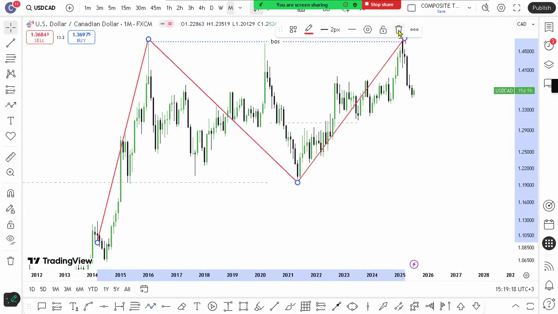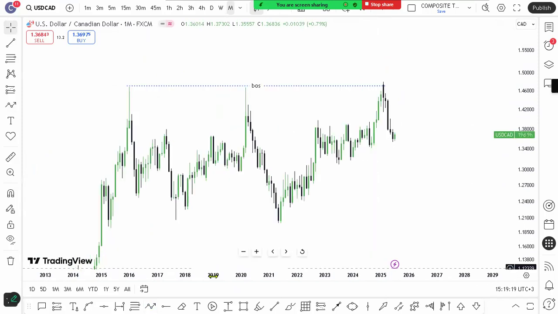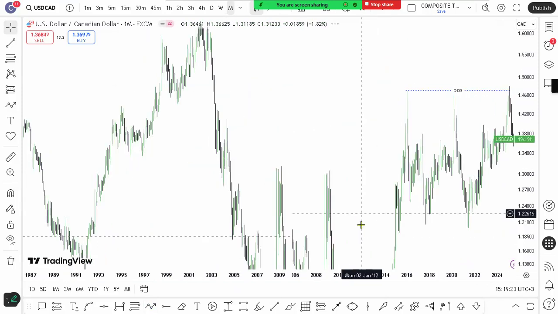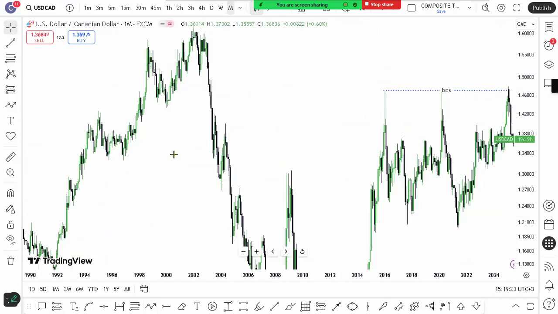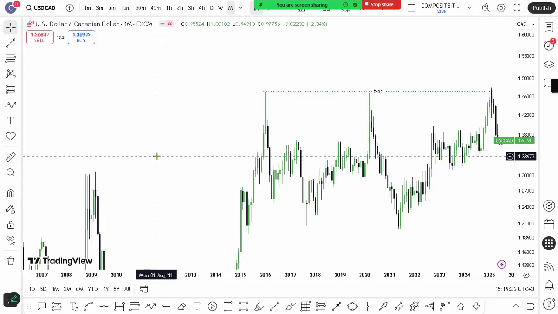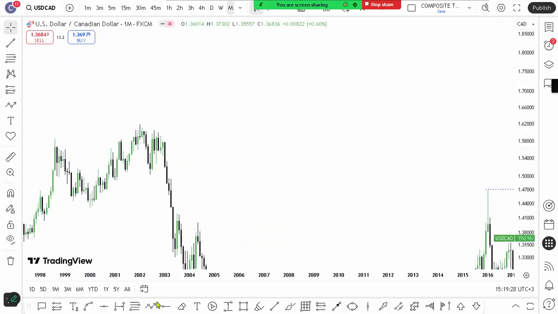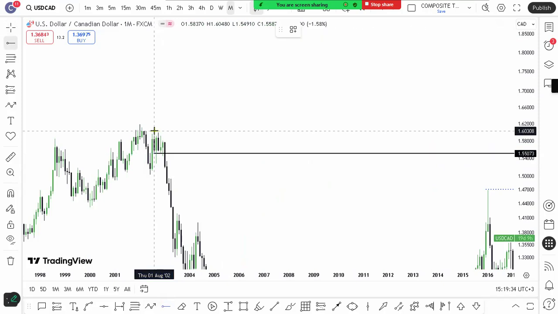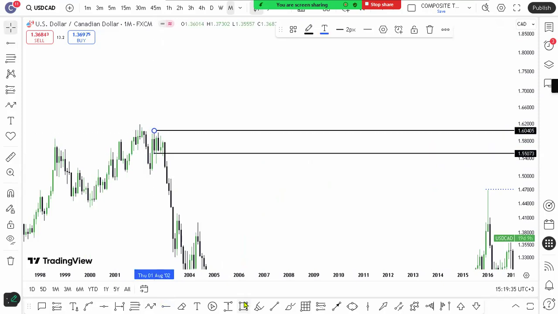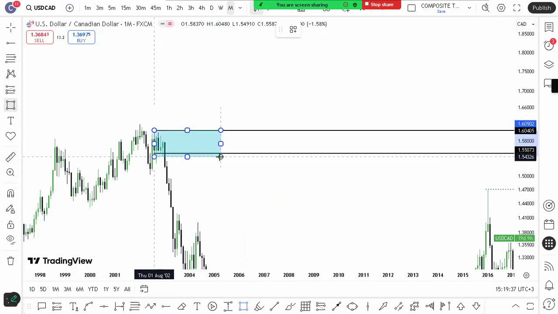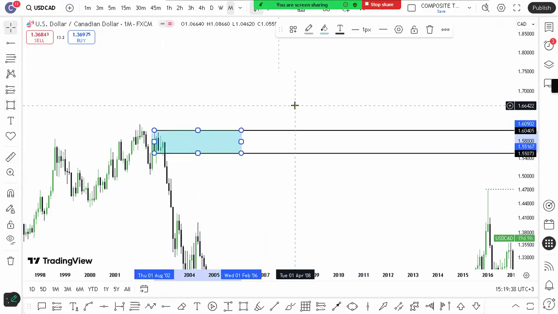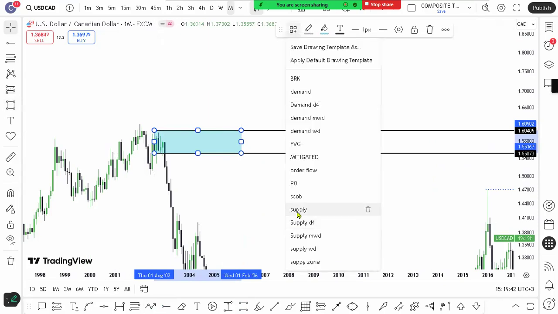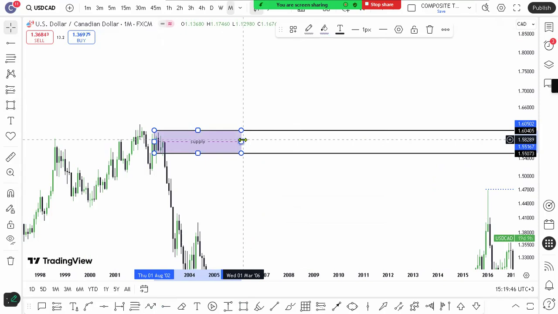So the market is very bullish, and for the market to go lower, it will need a higher time frame supply for it to turn around. So the higher time frame supply is around here. Look at this area. This is where we have the monthly high time frame supply zone. We call it a supply zone. So this is the supply zone that we have on this market.